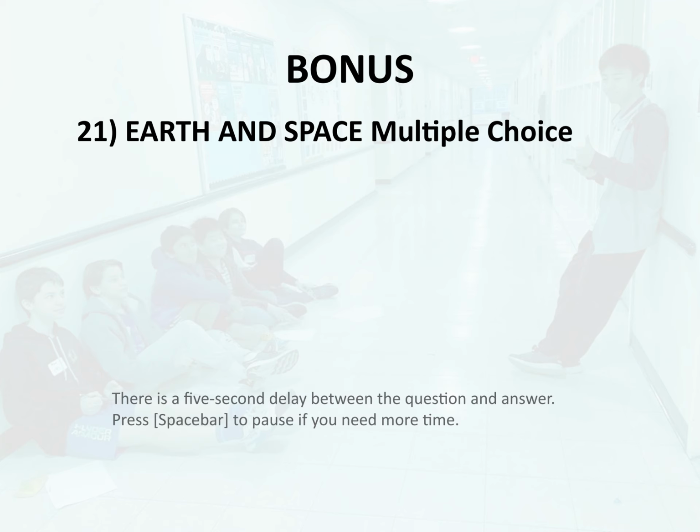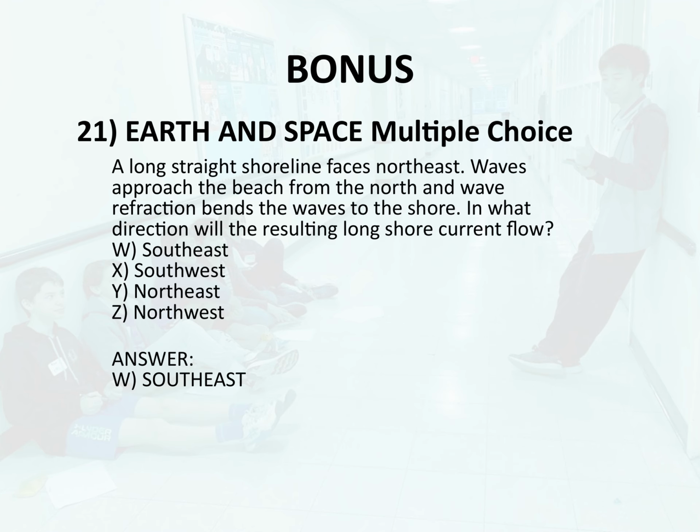Bonus 21. Earth and space. Multiple choice. A long straight shoreline faces northeast. Waves approach the beach from the north and wave refraction bends the waves to the shore. In what direction will the resulting longshore current flow? W: Southeast. X: Southwest. Y: Northeast. Z: Northwest. Answer: W. Southeast.